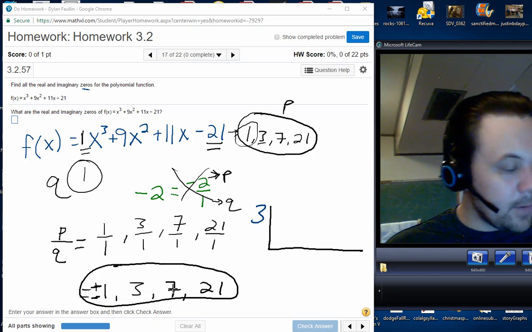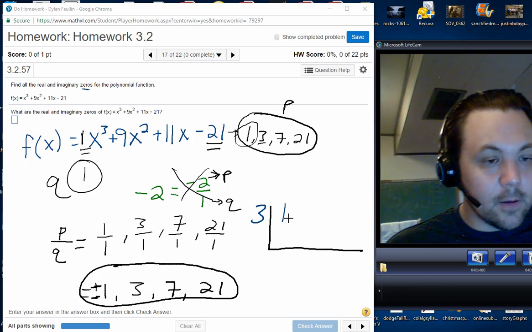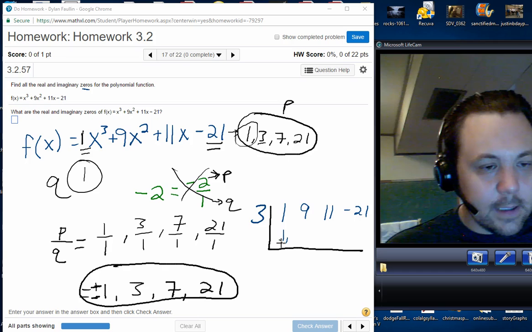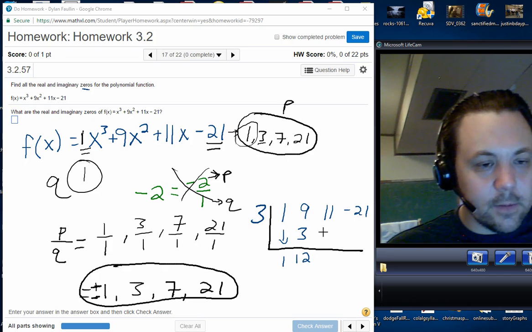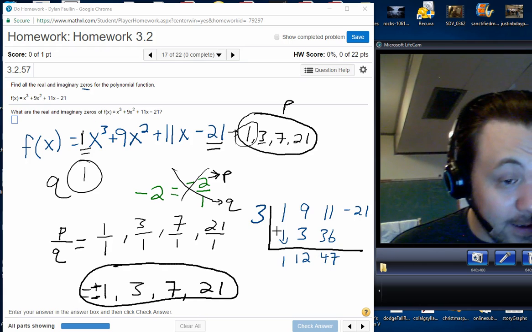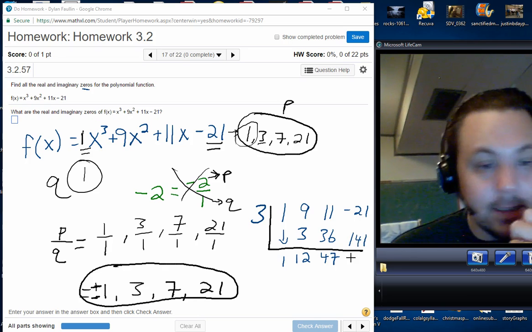So let's try positive 3. We'll put the coefficients of the polynomial across the top: 1, 9, 11, negative 21. We check by doing synthetic division: multiply, add, multiply. So 12 times 3 will be 36. Add these together, we get 47. And I'm not even sure what this is off the top of my head. Let's see, 120. I think it'll be 141. You might check me on that. But clearly it's not going to equal 0.